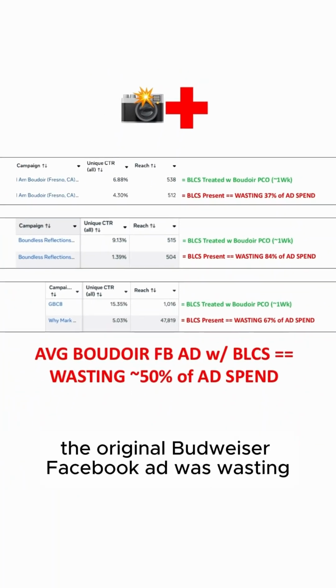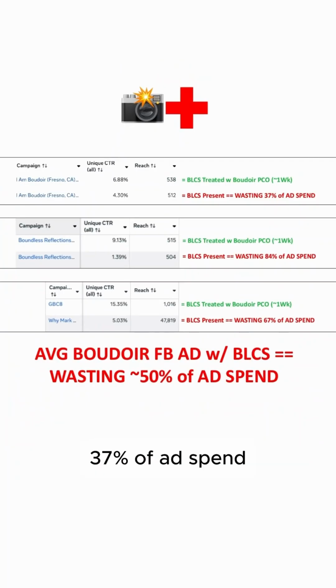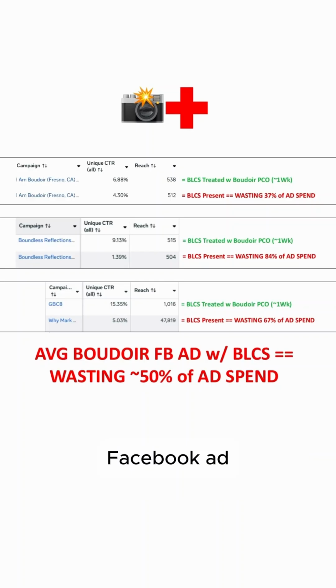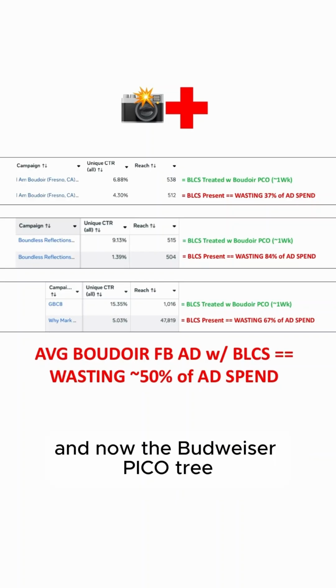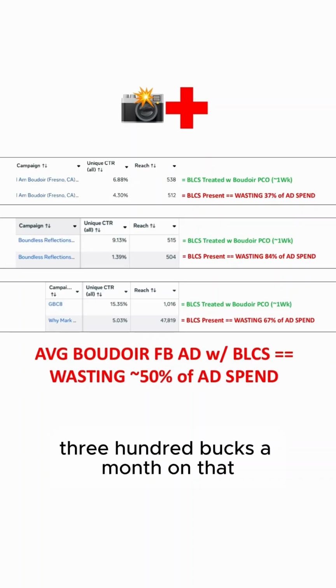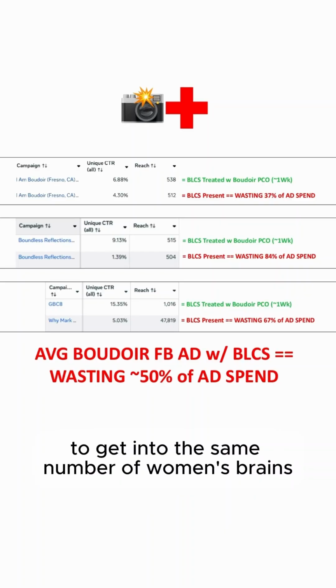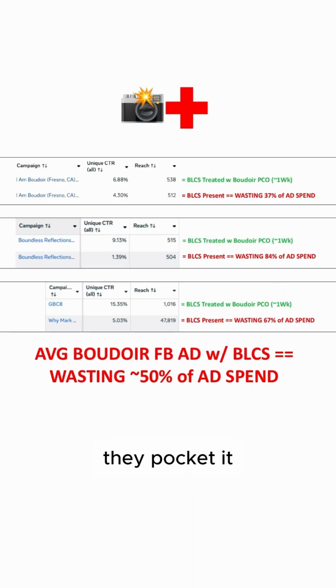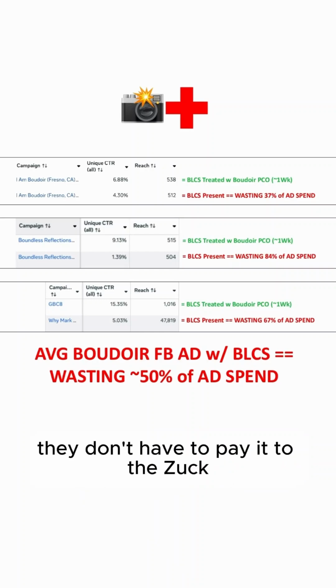So we found out the original Boudoir Facebook ad was wasting 37% of ad spend. So if they're spending 10 grand a month on the original Boudoir Facebook ad, now with the Boudoir Pico treated ad, they only need to spend $6,300 a month on that to get into the same number of women's brains. Awesome. So the $3,700 a month, they don't have to spend it anymore. They pocket it. They literally just keep it in their pocket. They don't have to pay it to the Zuck.